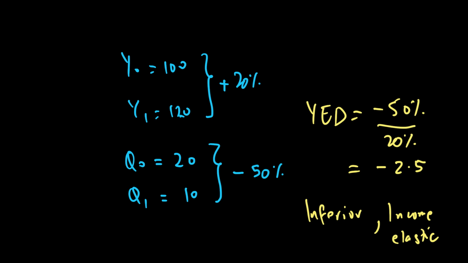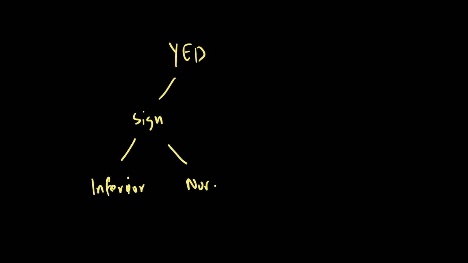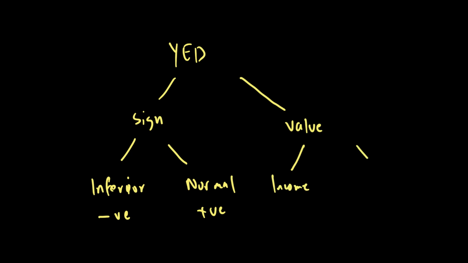So the sign, in other words, what I want to tell you guys is this, that the sign of YD has a significance in terms of it tells us if the good is inferior or normal, because if the sign is positive it's a normal good, and if the sign is negative it's an inferior good. But the value tells us another story. The value tells us if the good is income elastic or income inelastic.